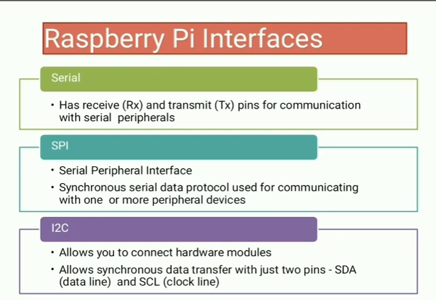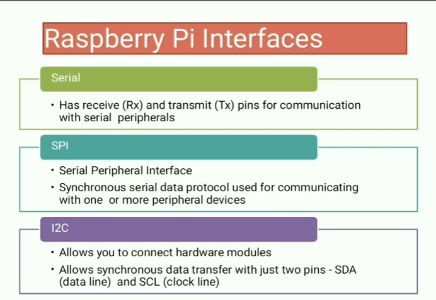Next pin included in the serial peripheral interface is SCK, which is the serial clock. It is a clock generated by the master to synchronize data transmission. Other pins included are CE0, chip enable 0, and chip enable 1. To enable or disable devices, we use the chip enable 0 or chip enable 1 pins. So these are the pins that are included in the serial peripheral interface.